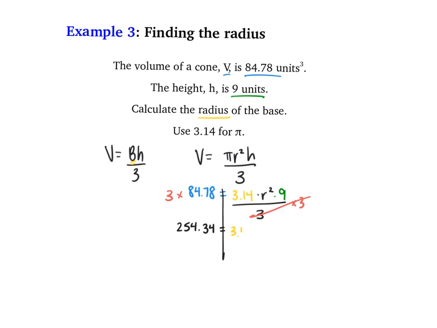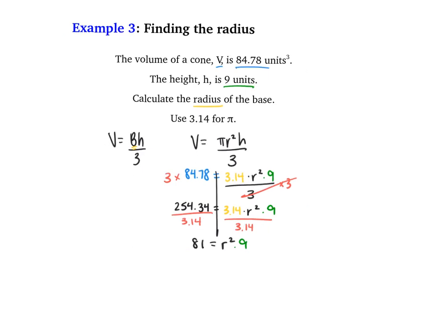I still have my pi. I'm eventually looking for r squared, and I have 9. So next I need to start getting rid of the numbers that are with r squared. So I'm going to first divide by 3.14. That gets me 81, and that's equal to r squared times 9. So I'm getting closer. Next I'm going to divide both sides by 9, and 81 divided by 9 just gets me 9.